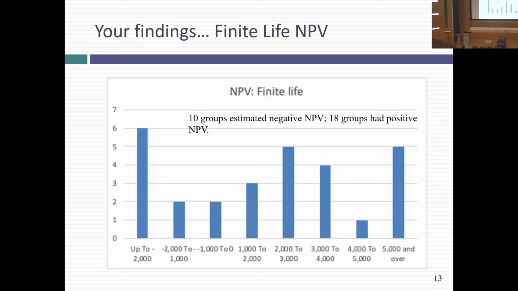So I looked at your NPVs and you can see 10 of the 28 groups that submitted had negative NPVs in the finite life case. I'll tell you where those negative net present values can come from. One is, if you used a higher cost of capital, you're more likely to find a negative NPV.